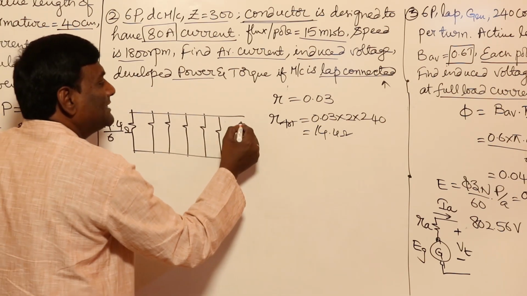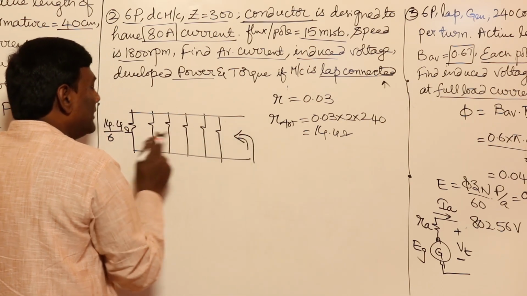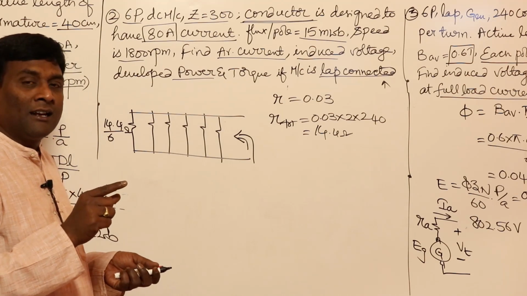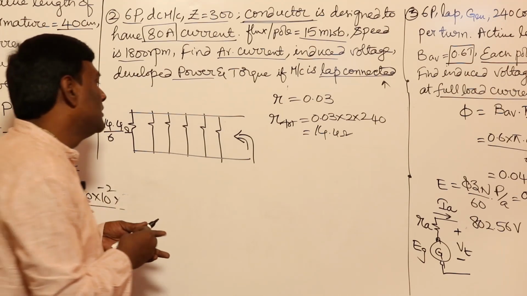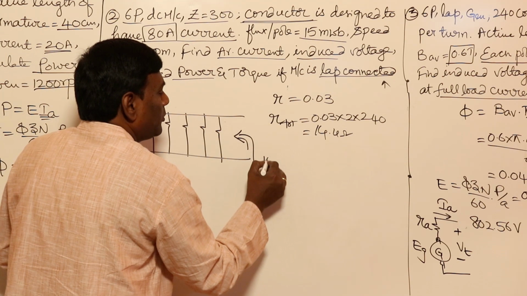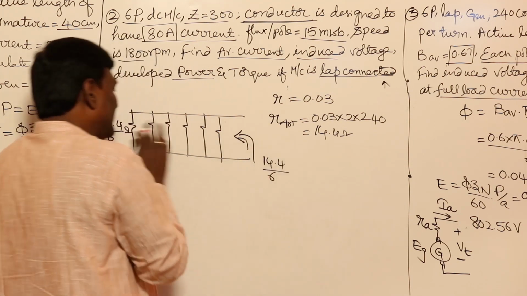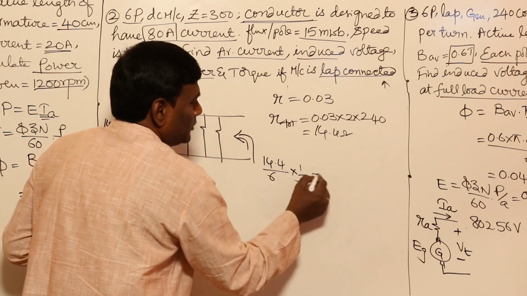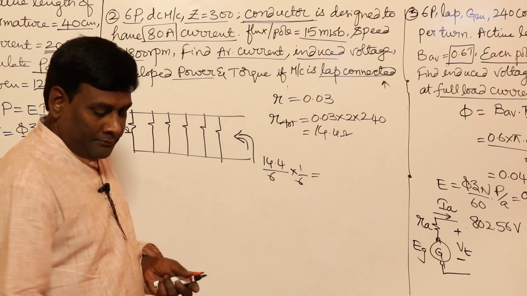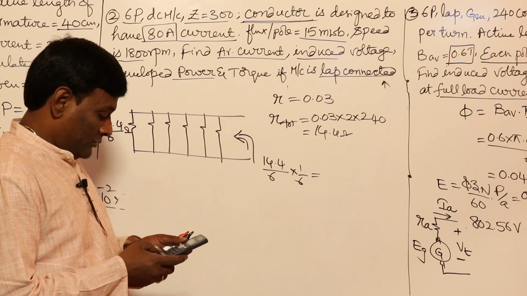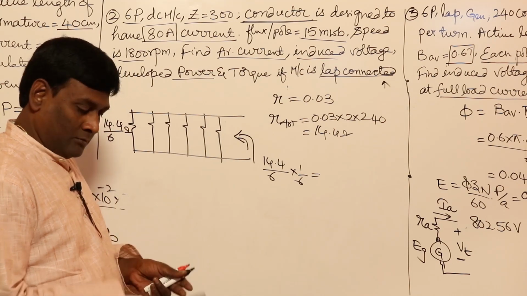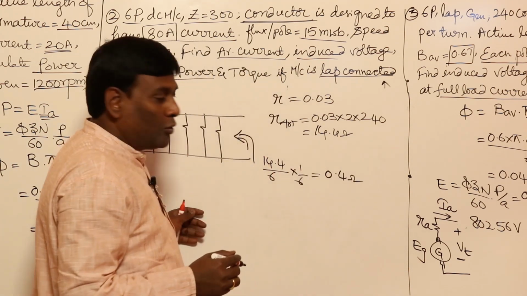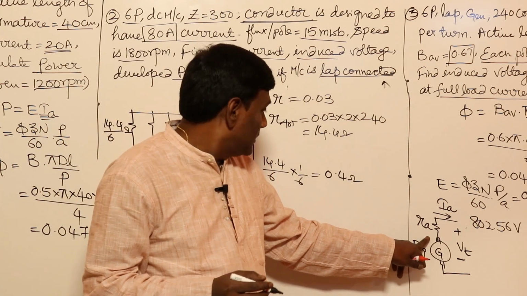Now how much is the total equivalent resistance here? If n equal resistors are connected in parallel, the net equivalent is going to be 1 by n of each. So this is going to be 14.4 ohms by 6 for each resistance, such resistances are 6 in number, into 1 by 6. So this is going to be 14.4 divided by 36, which is 0.4 ohms. So RA equals 0.4 ohms.